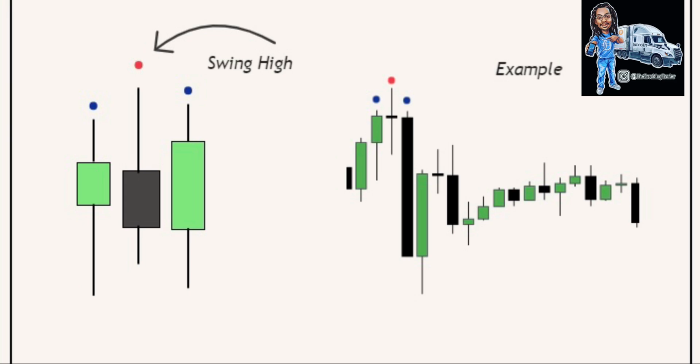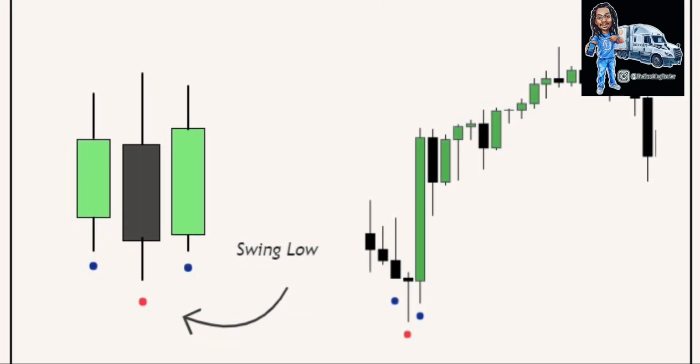The last important thing to note is that it's a 3-candle pattern. So you do not have a swing high or a swing low if it is only 2 candles. For example, if you're looking at this pattern on the daily time frame or the hourly time frame, you have to make sure that you have a 3-candle pattern.